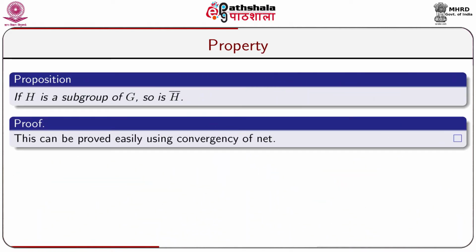This is also an important result about topological groups. If H is a subgroup of G, then so is closure of H. To prove this, one can use the convergence of nets. That means one can take a net in H which is convergent, and then it is easy to prove that the point of convergence is also in H. Therefore, closure of any subgroup is also a subgroup.